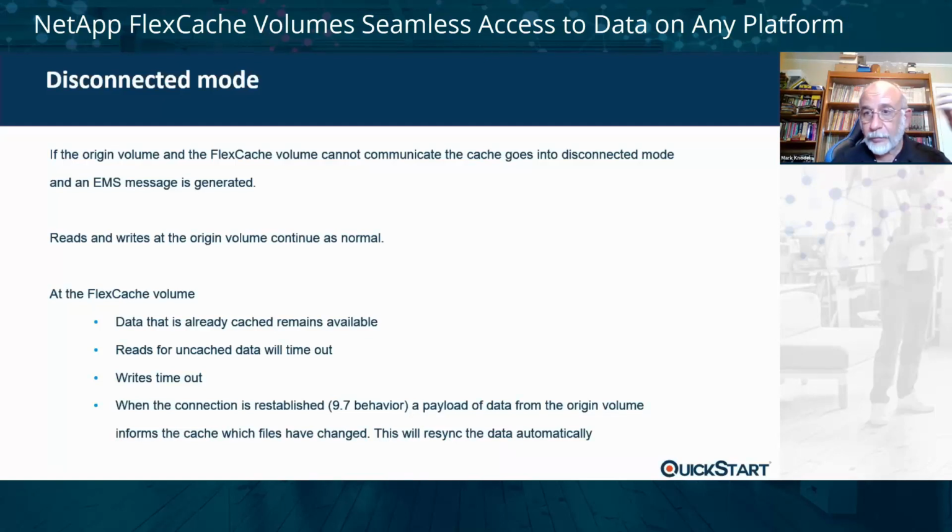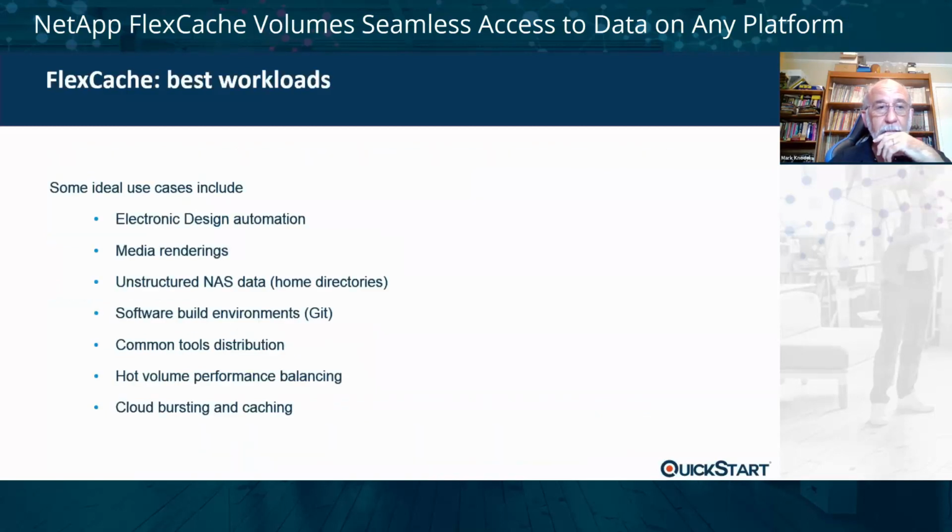So again, these are difficult problems we're trying to solve. There are certain use cases which really fit this model. Electronic design automation is normally an extremely read-intensive, particularly metadata read-intensive, workload. So that fits the cache model. We've got lots of reads coming from the same files, a lot of small files, complex directory structures.